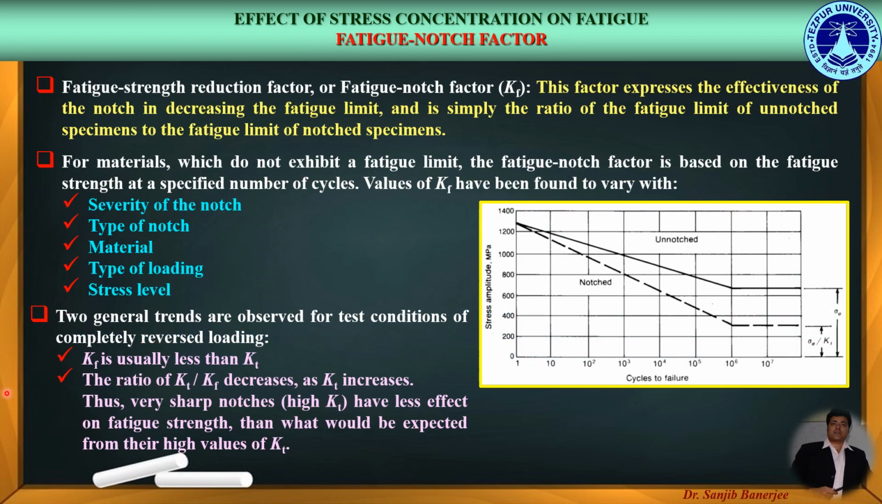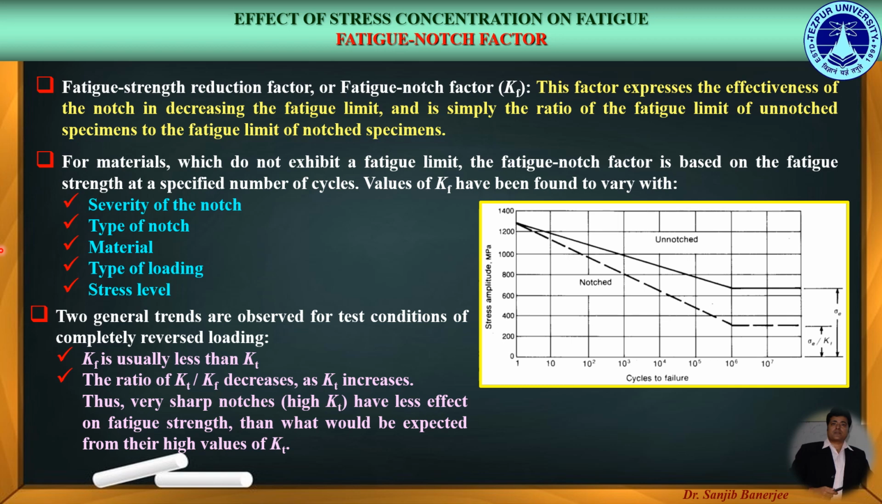Next, we come to the fatigue notch factor. The figure over here demonstrates the SN curves for both the notched as well as the unnotched specimen. In this figure, we can see that the fatigue limit for the notched specimen is lower compared to the fatigue limit for unnotched specimen. Now, the fatigue strength reduction factor or fatigue notch factor, denoted by Kf, actually expresses the effectiveness of the notch in decreasing the fatigue limit.